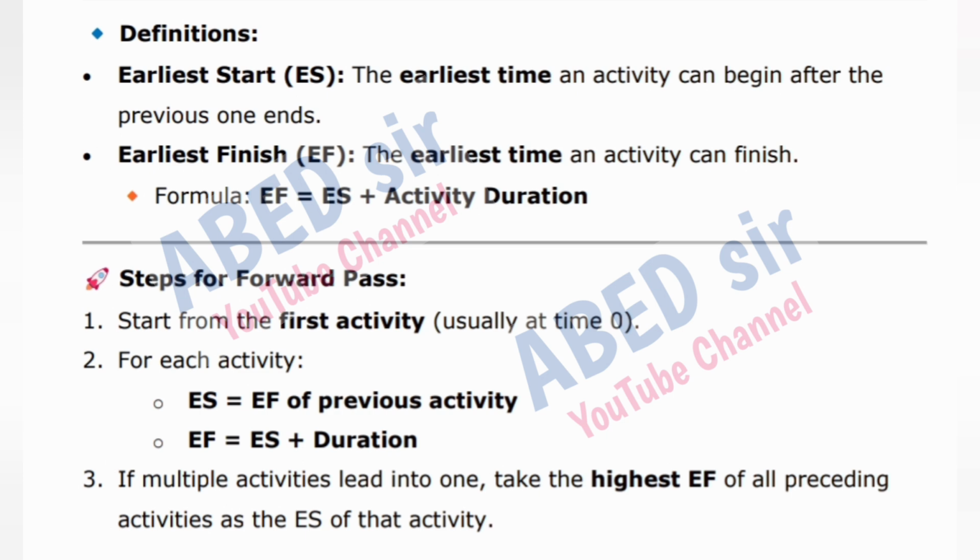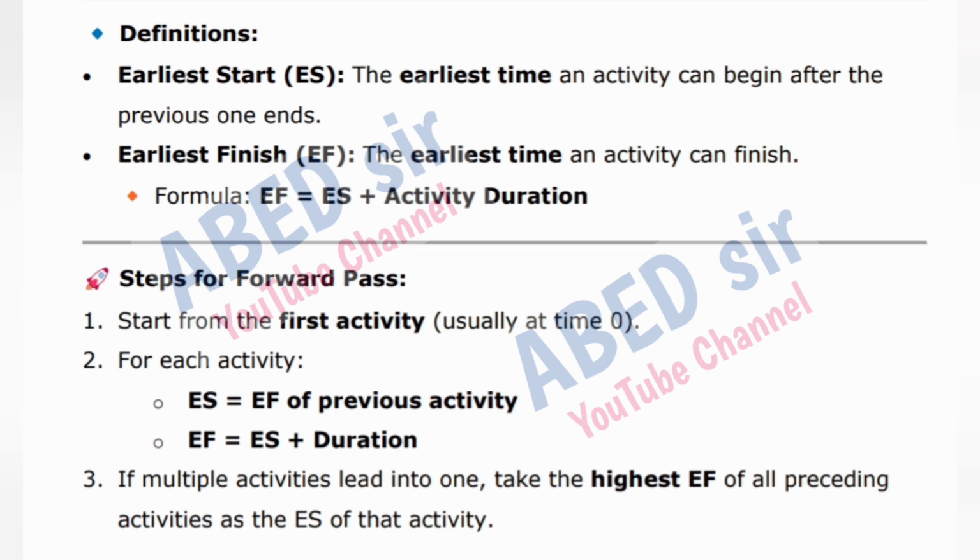Definitions. Earliest start, ES: the earliest time an activity can begin after the previous one ends. Earliest finish, EF: the earliest time an activity can finish. Formula: EF is equal to ES plus activity duration. Steps for forward pass. 1. Start from the first activity, usually at time 0. 2. For each activity, ES is equal to EF of previous activity. EF is equal to ES plus duration.